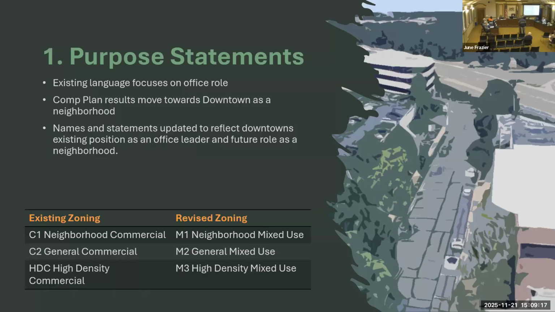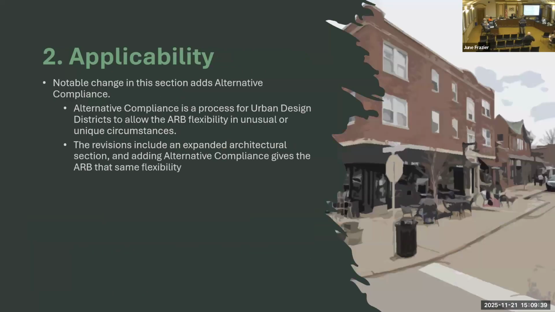But the traditional commercial zoning districts that we often see, we have updated their names and their descriptions to reflect the goals of the comprehensive plan. So what we can see, if you look in that chart at the bottom there, we've got C1 neighborhood commercial going to M1 neighborhood mixed use, C2 general commercial, M2 general mixed use. So it is a change, but it is an evolution of what the current zoning code is.